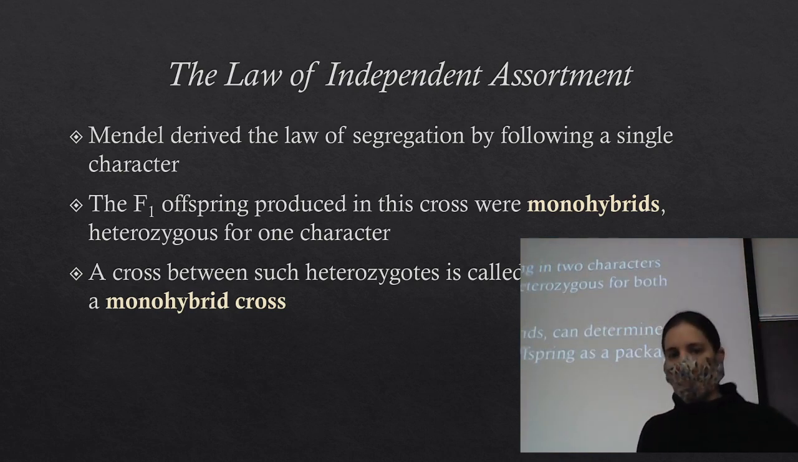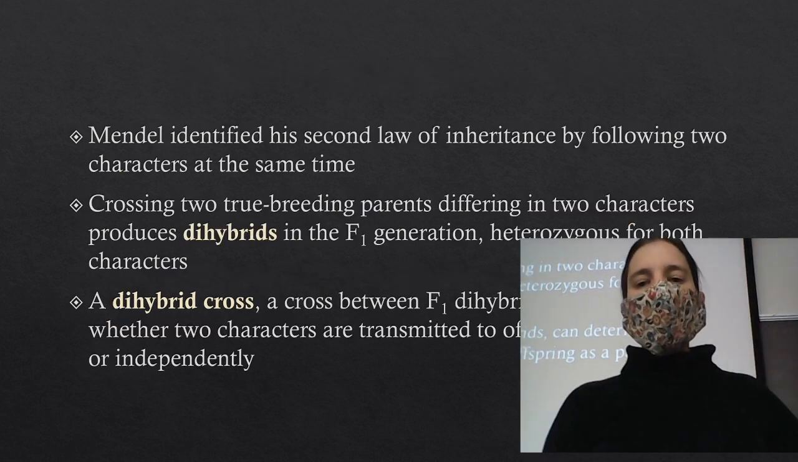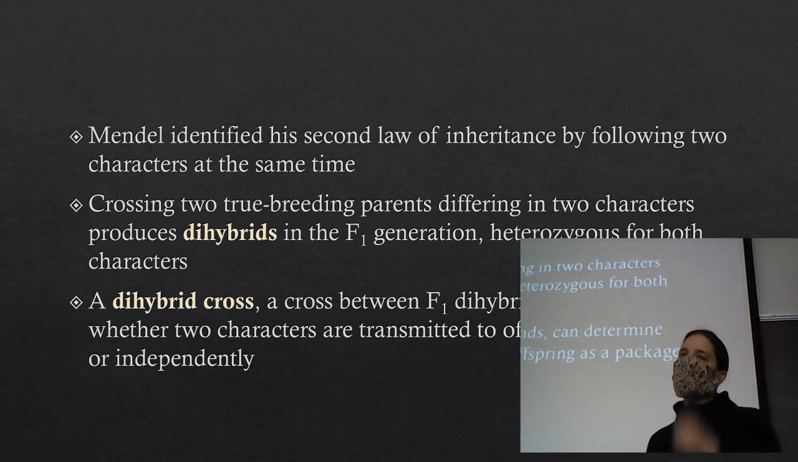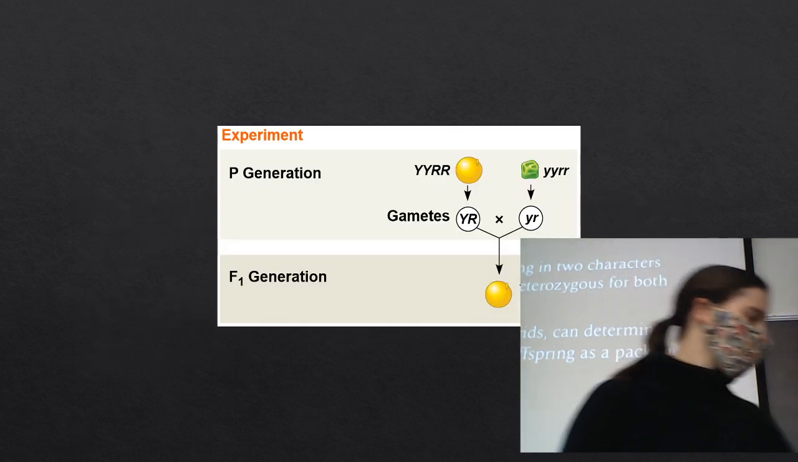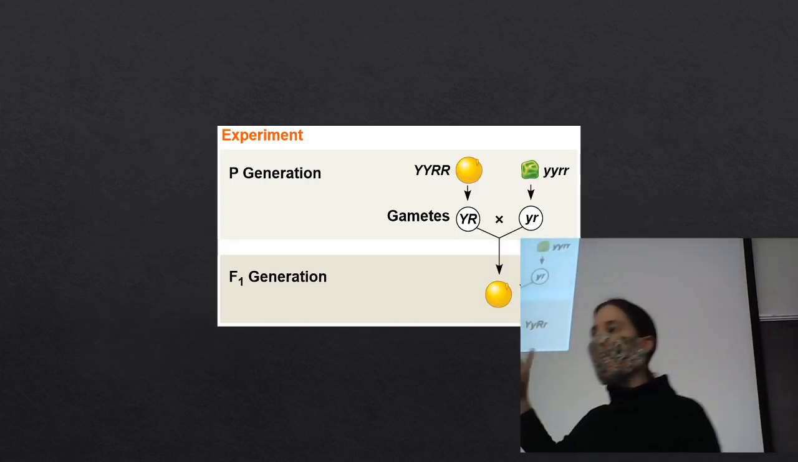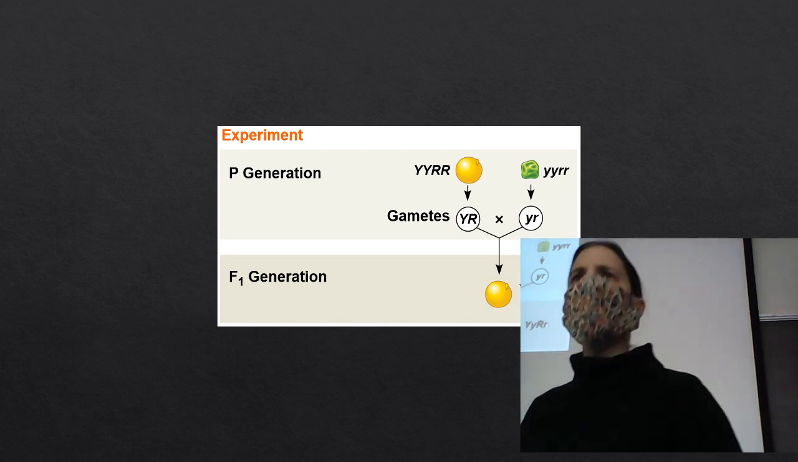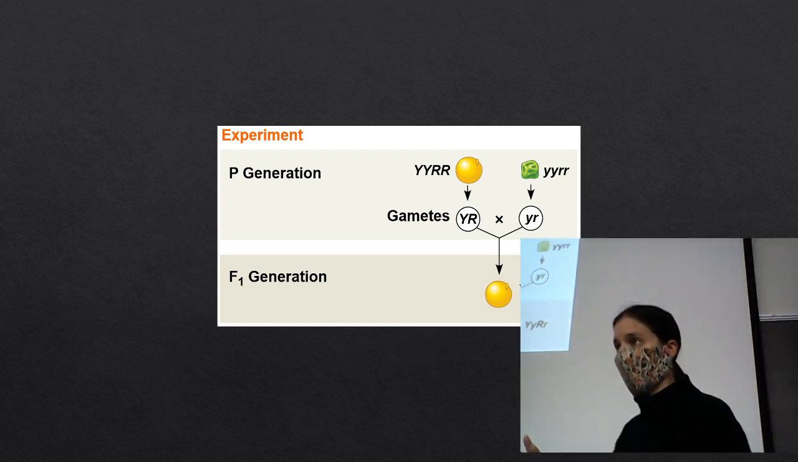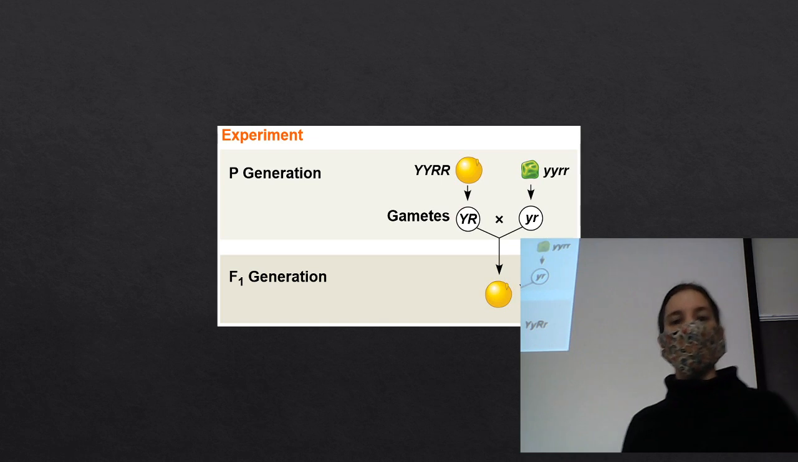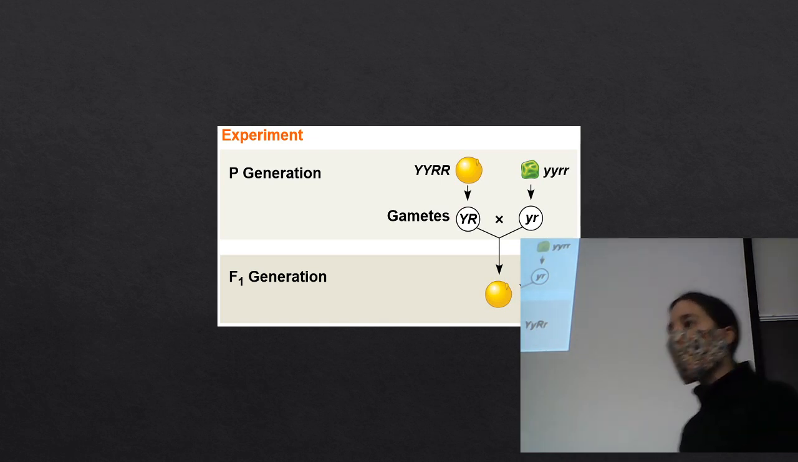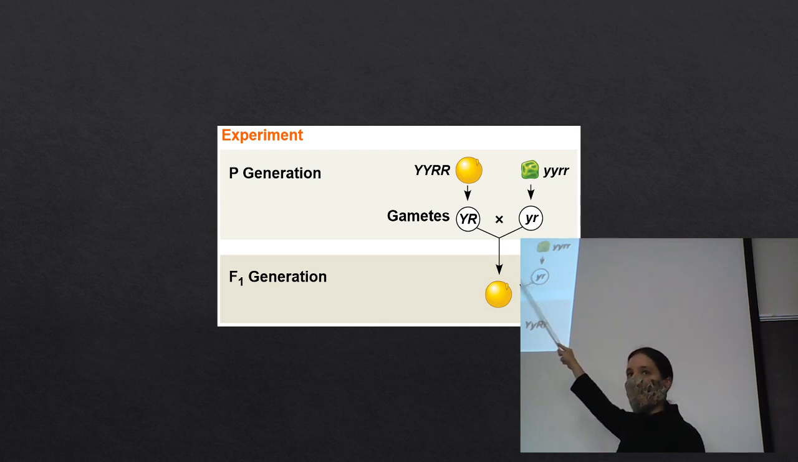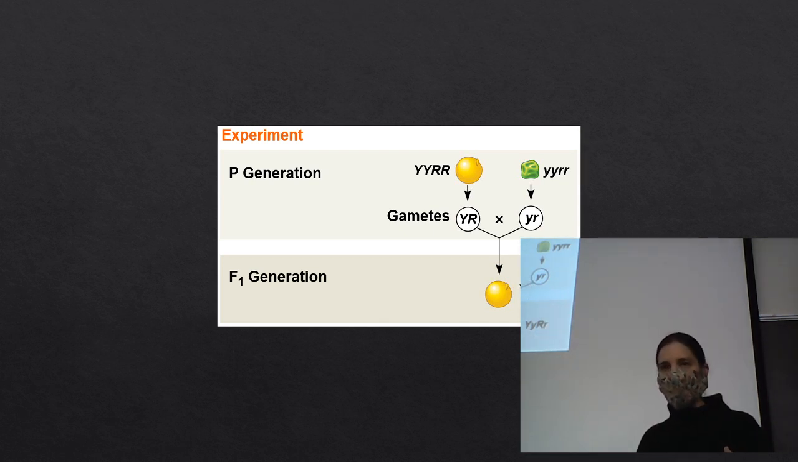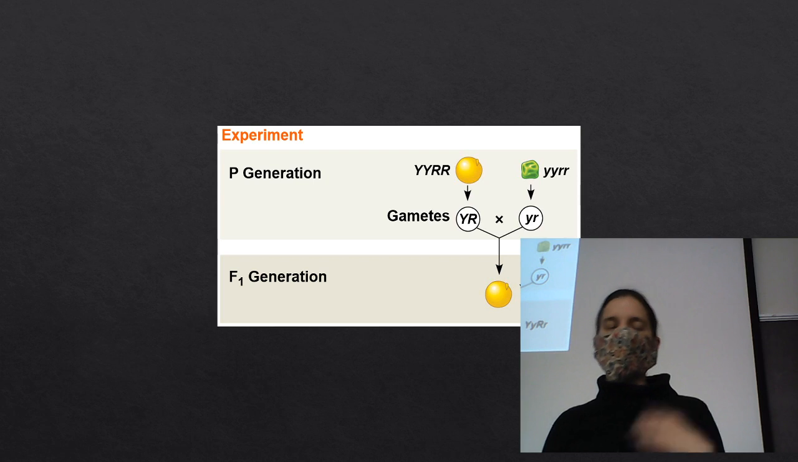He wanted to look at what happens when you look at two characteristics at the same time. These are called dihybrid crosses, because there's two of them. So, here we're on to this idea. Same rules as before, but now we have more stuff happening. He's got pea plants that are true breeding for yellow round seeds.